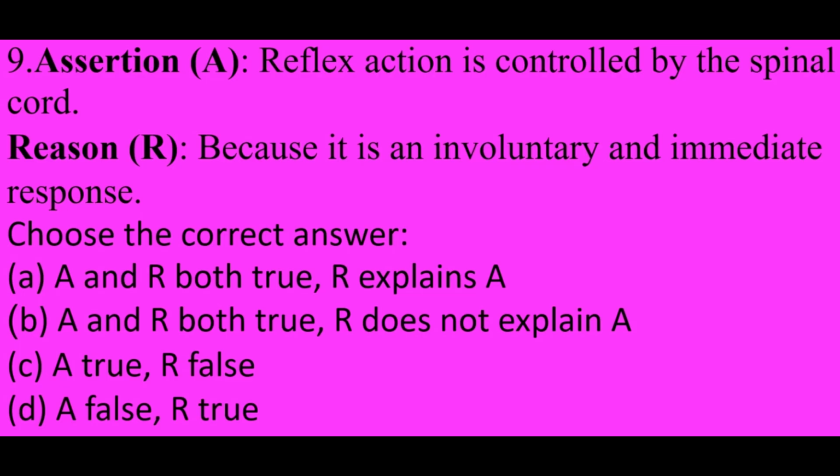Option A, A and R both are true and R explains A. Option B, both assertion and reason are true, but R does not explain assertion. Option C, A is true but R is false. And option D, A is false but R is true. So you have to choose one among the given options.